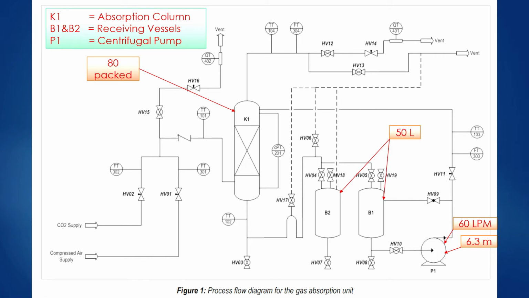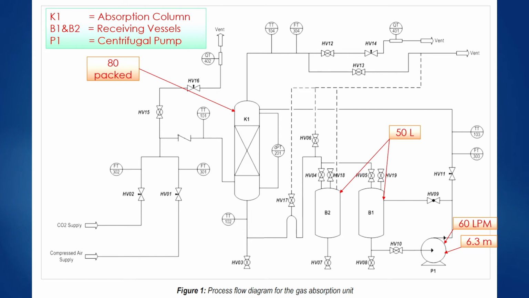For the general shutdown procedure, first turn off the pump P1. Close the water supply valve and valves HV01, HV02 and HV011. Drain all liquid from column K1 by opening valve HV03. Drain all liquid from receiving vessels B1 and B2 by opening valves HV07 and HV08. Close valves HV03, HV04, HV07, HV08 and HV10.